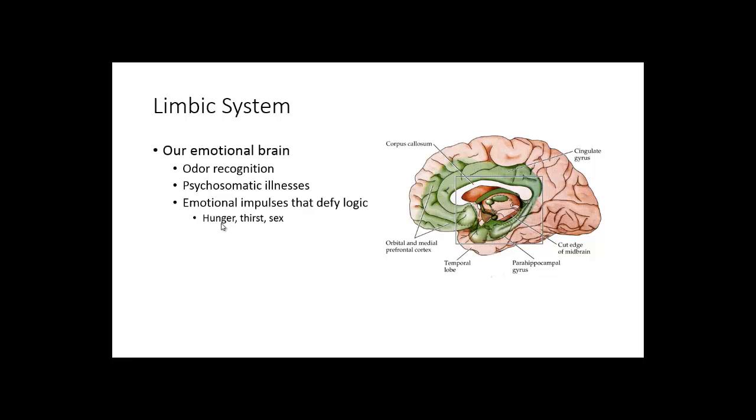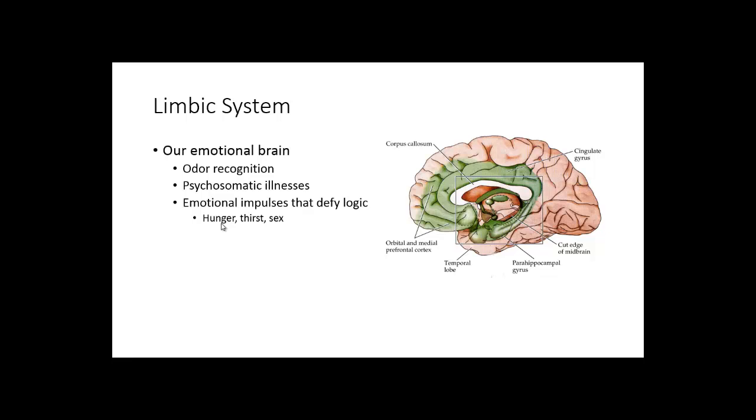And hunger and thirst is a survival response to make sure that we're taking in calories when they're available. But here in the United States, we don't usually have a shortage of calories, but we do tend to overeat and drink too much because of our genetic drive through the limbic system to take in calories and beverages when they're available.